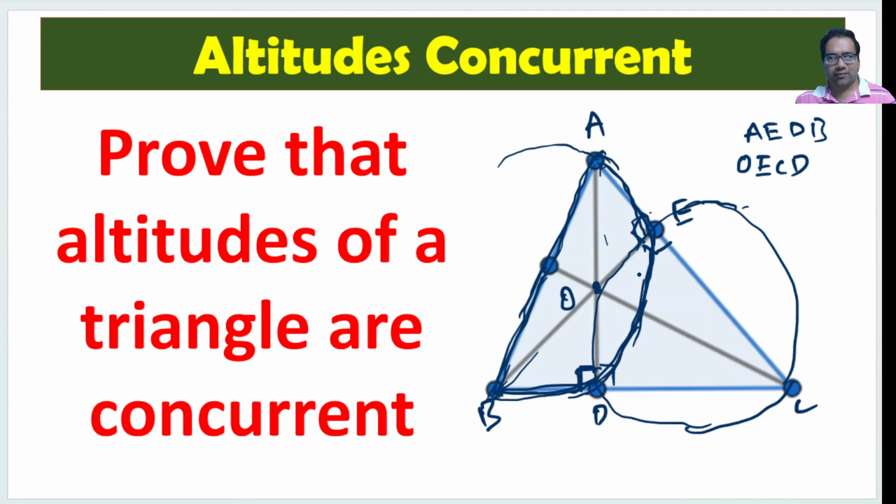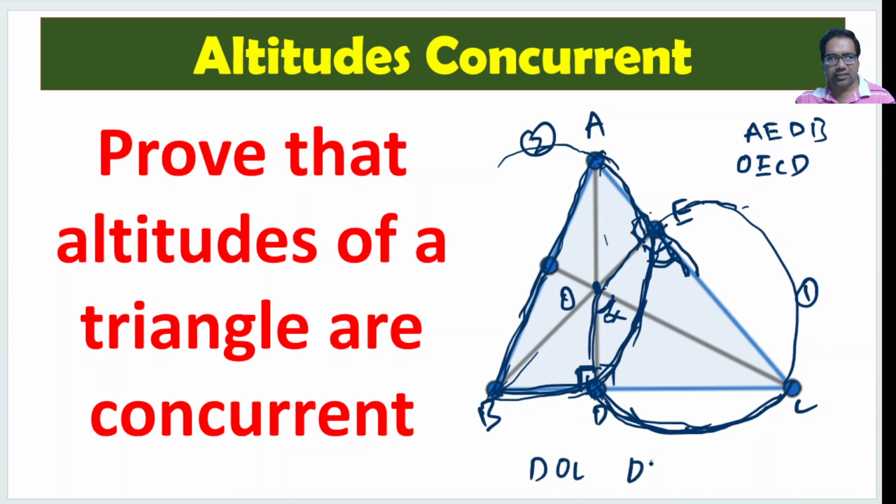Let's assume this is circle 1 and this is circle 2. In circle 1, let's take this arc DC. This arc is making some angle here. Let us assume this is alpha. This is on the circumference. Angle on the circumference. The same arc is making this angle, basically.